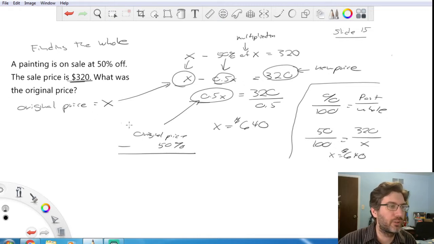My original price equals x, because I named it x, and 50% is equal to 0.5. So if I have x and I take half of x away, I'm left with the other half of x. If that makes more sense, explaining it that way.